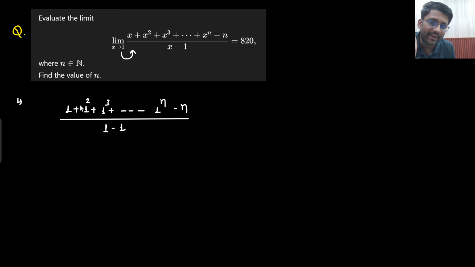Now 1 is added n times, no? First time, second time, third time, fourth time. 1 plus 1 plus 1, this will become 3. So it is added n times. So what are you getting? n minus n divided by 1 minus 1. So again it is 0 by 0.